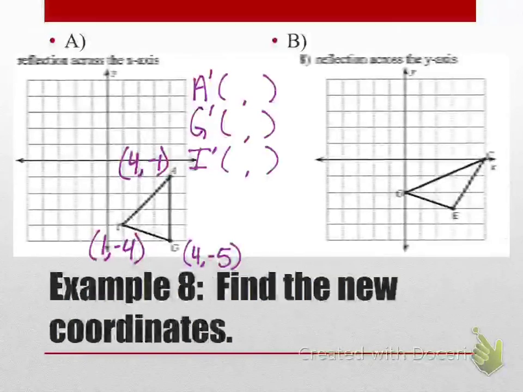So we could, without regraphing these, list out A prime, G prime, I prime, and give our new coordinates without ever graphing the new figure. So where would A prime end up? 4, +1. What about G prime? 4. Careful. 5. The x-axis means that the x-coordinate stays the same and the y-coordinate changes sign. So 4, 5. What about I prime? 1, 4.